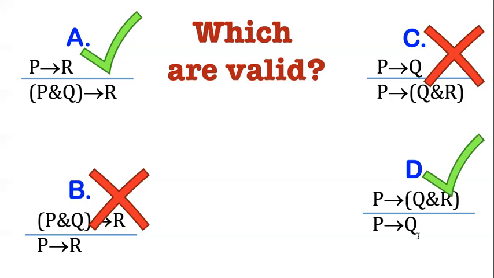So in this video, what we're doing is we're reviewing assessing arguments, and we're reviewing the two different techniques you have for assessing arguments, both the truth table method and some formal proofs.